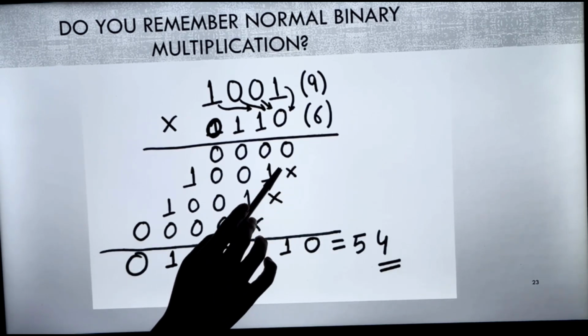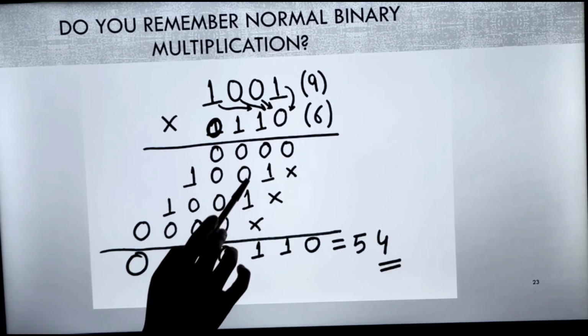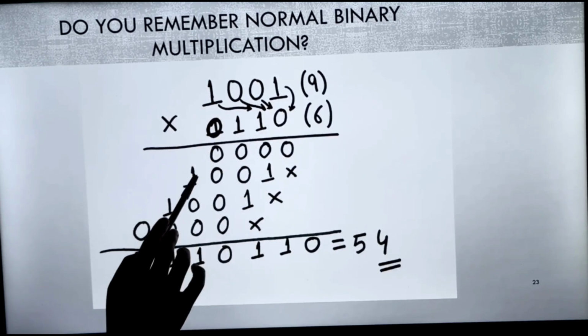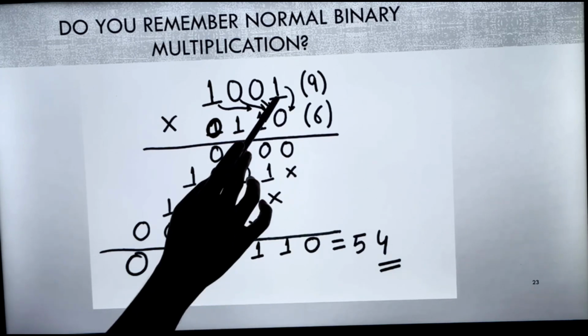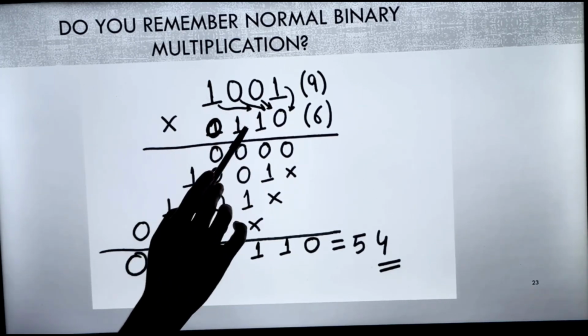I will just move left by one bit. Then I will start multiplying with this bit. 1 into 1 is 1, 0 into 1 is 0, 0 into 1 is 0, 1 into 1 is 1. I will move one bit left. Then I will multiply with this one. 1 into 1 is 1, 0 into 1 is 0, 0 into 1 is 0, 1 into 1 is 1.